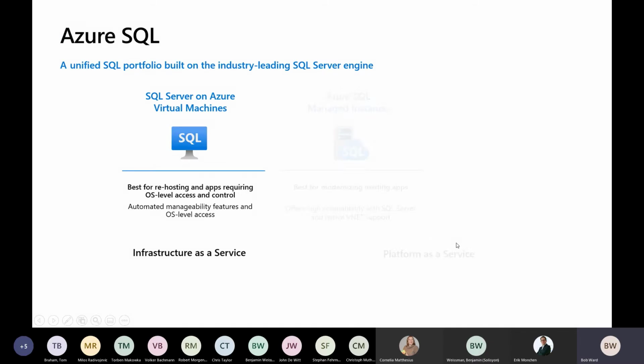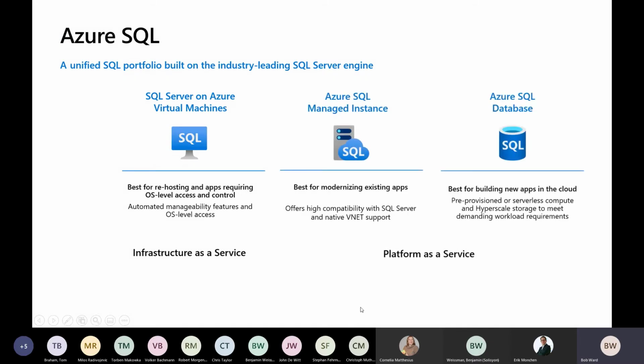So, I always put this slide up every time I'm talking about Azure SQL, and I'll just briefly talk about it because I get a lot of questions on what is Azure SQL. Azure SQL is a branding. It's a suite. It is the set of cloud services for SQL Server in Azure.